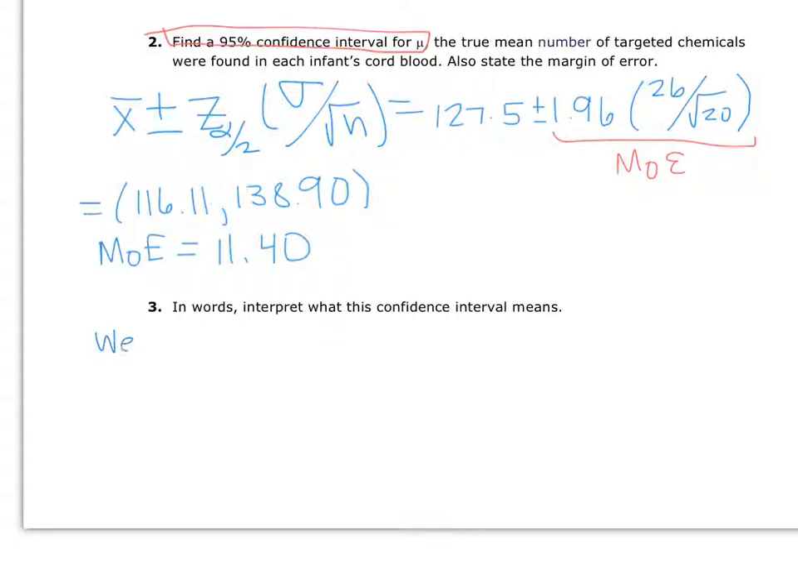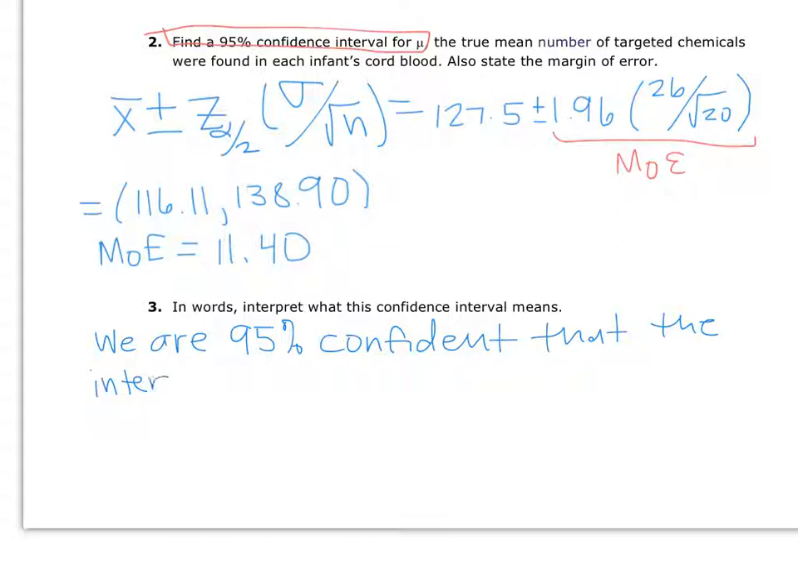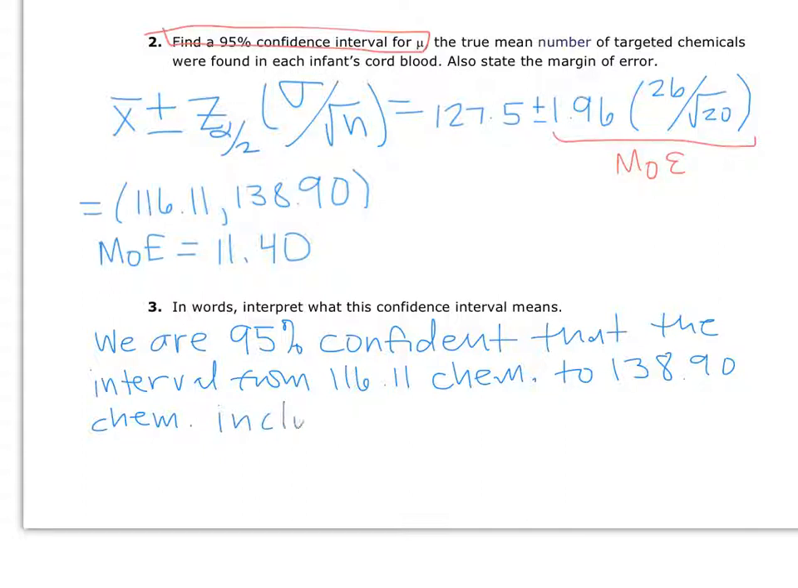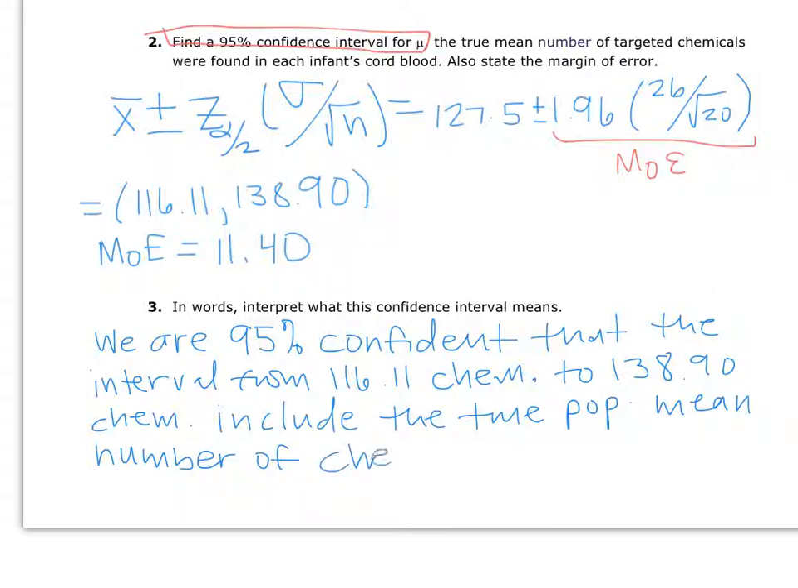We could say we are 95% confident, there's our measure of reliability, that the interval from 116.11 chemicals to 138.90 chemicals includes the true population mean number of chemicals in newborns' blood.